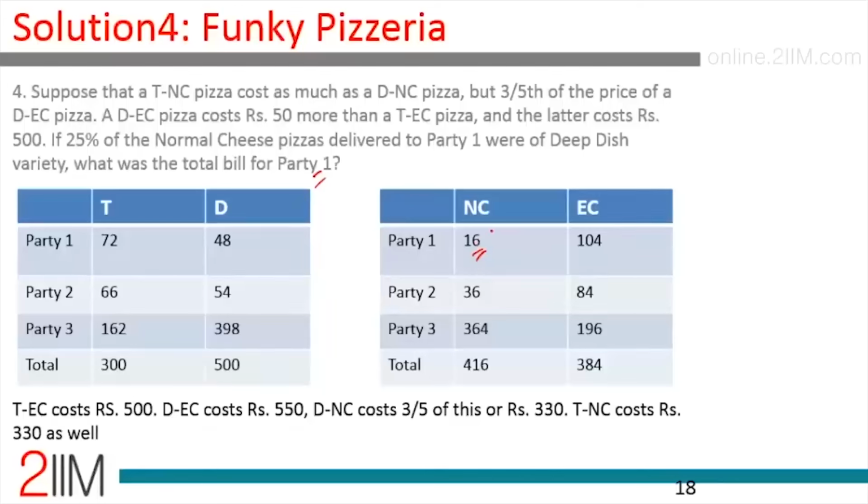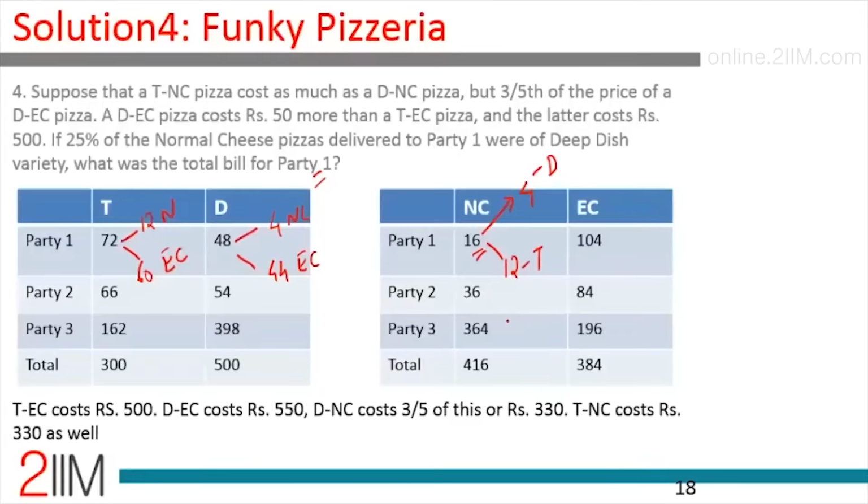So 25% of normal cheese, this is 4. 25% of 16, 1/4 of 16. That is 4 were of deep dish category. Remaining 12 would have been thin crust. And so 25% of normal cheese pizzas were of deep dish. Remaining 12 are thin crust. So out of these 48, 4 are normal cheese. So remaining 44 should be extra cheese. Out of this 72, 12 are normal cheese. Remaining 60 should be extra cheese.